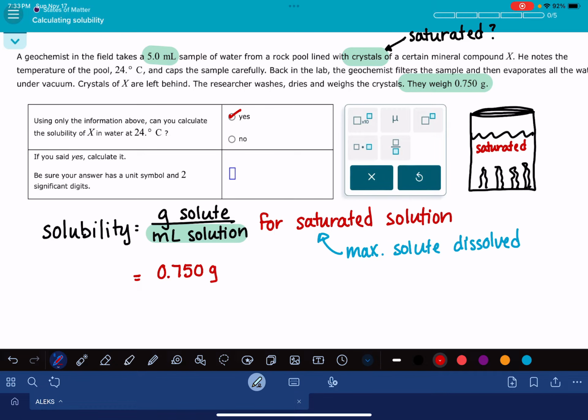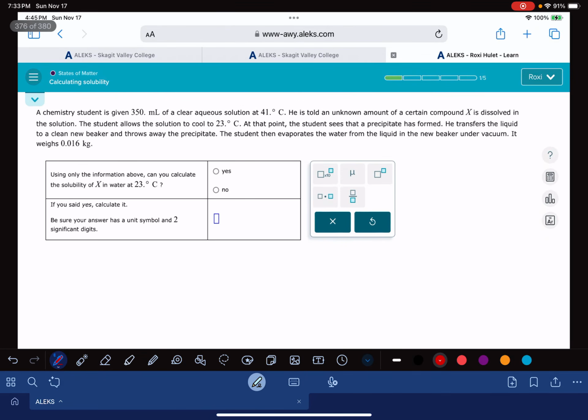0.750 grams divided by 5 milliliters. And I'm just going to do that math on a calculator that I have off to the side. 0.75 divided by 5 to 2 significant figures is 0.15. And then don't forget, ALEKS is going to want you to include your units here, which is grams per milliliter. So that one wasn't too bad. Let's take a look at another version.